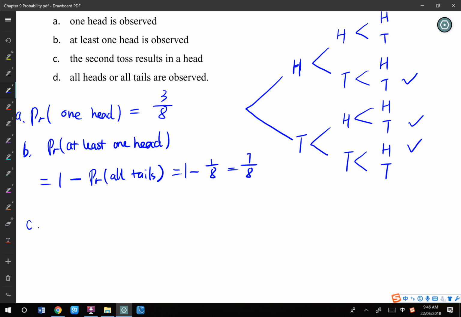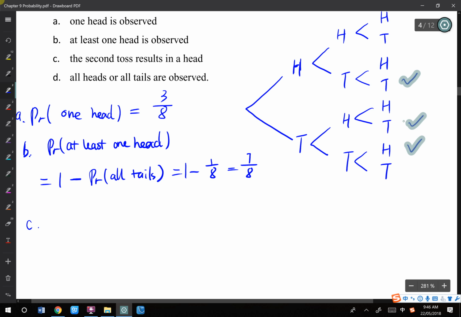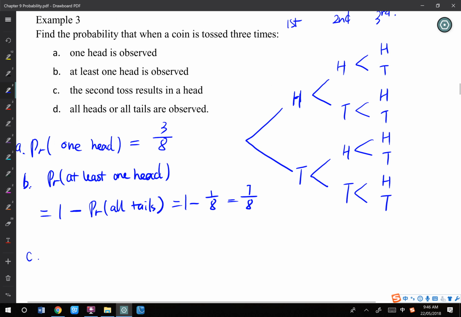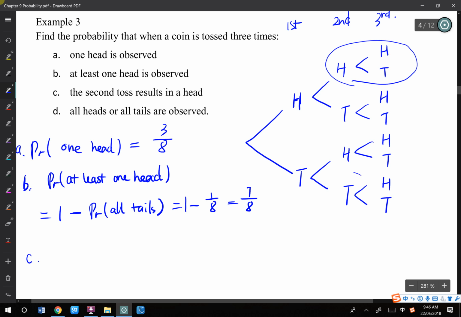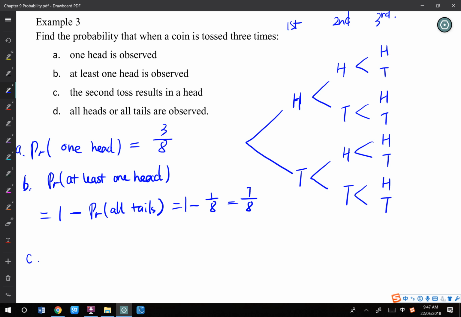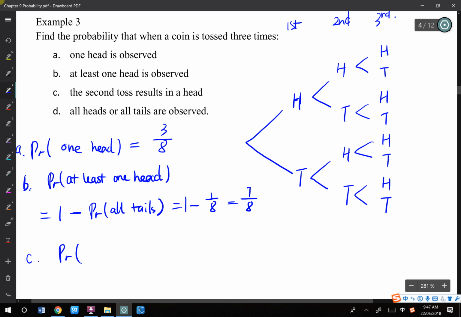C, the second toss results in a head. How many of them? There are 4, that's the second toss with head. So I have 4 outcomes there. Because your second toss can only be a head or a tail, it's half and half the chance. That's 4 on 8, which gives you a half.